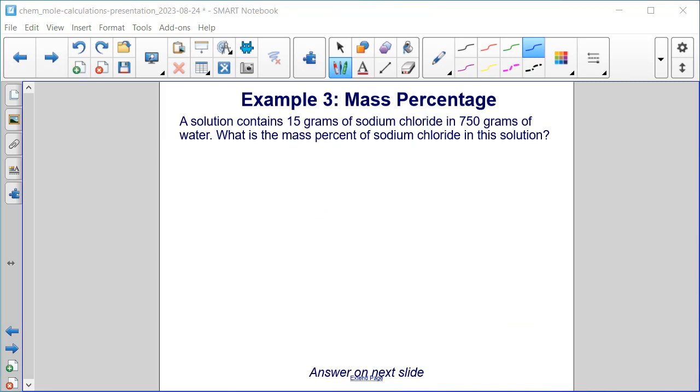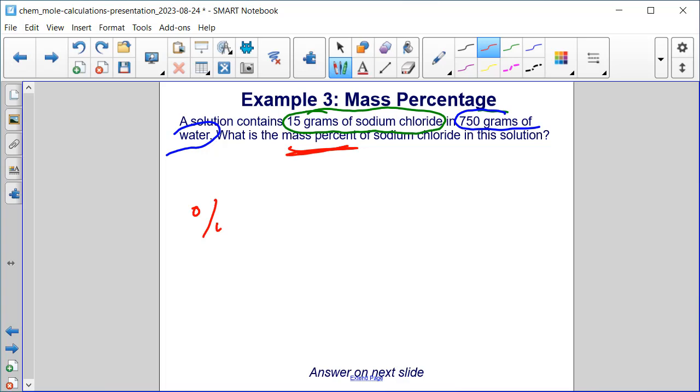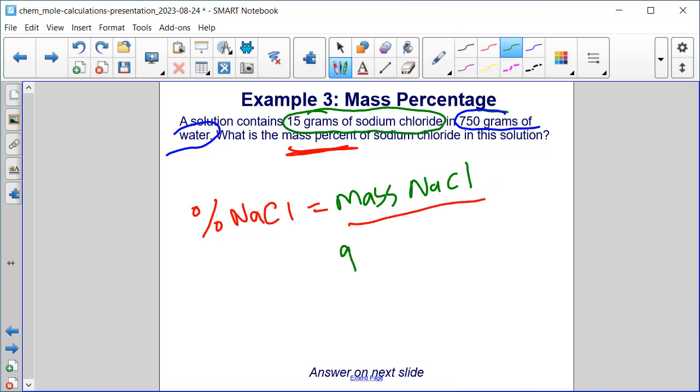Example 3, mass percentage. A solution contains 15 grams of sodium chloride in 750 grams of water. What is the mass percent of sodium chloride in the solution? The percent by mass of sodium chloride is equal to the mass of sodium chloride divided by the mass of sodium chloride plus the mass of the water, so the total mass.